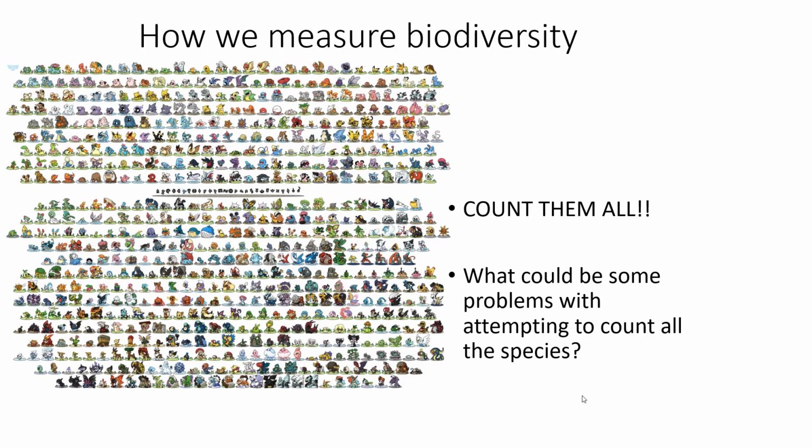Well, we cannot just count all of the different species, because that just gives us a number of species, of course. There could be problems with attempting to count all the species, such as some are only there for certain seasons, or some are only there at certain times of the day. So you would have to have a lot of work done in order to have any potential guess at how many actual species there are.